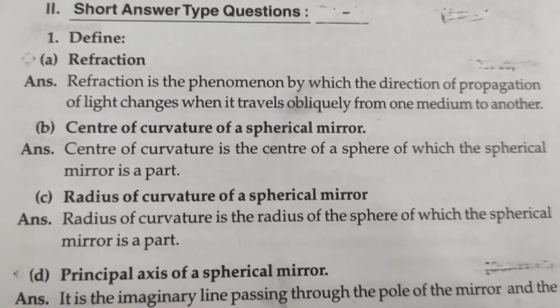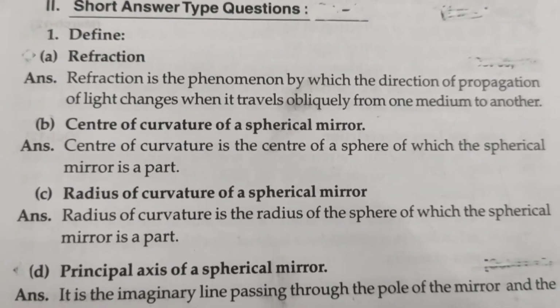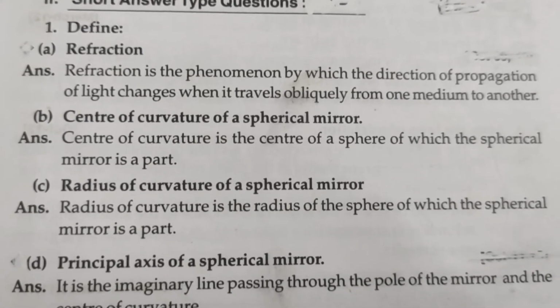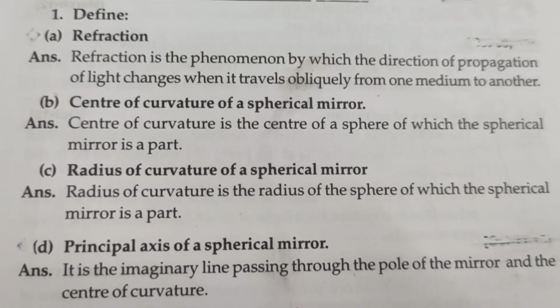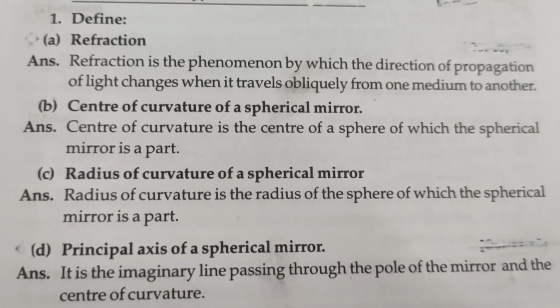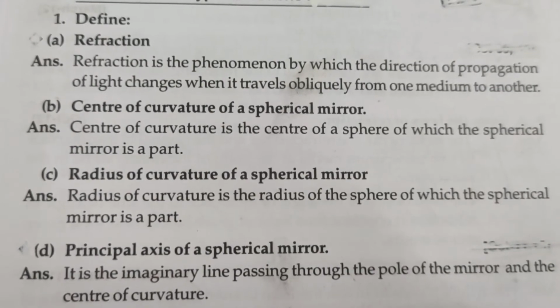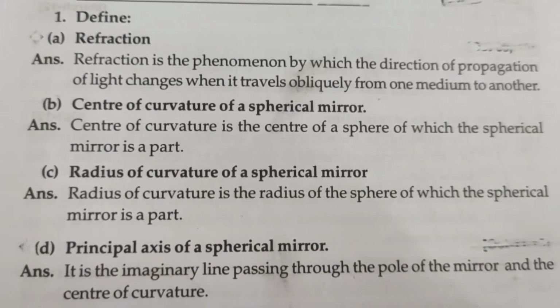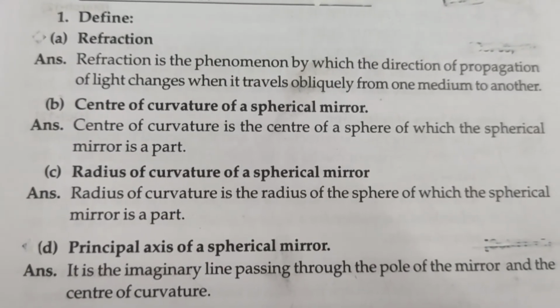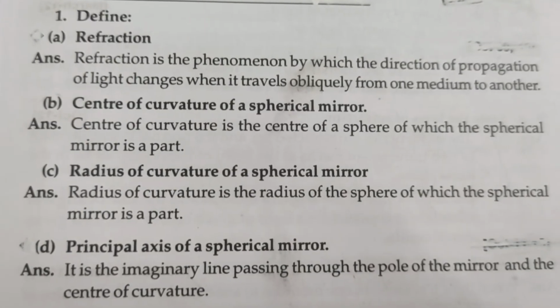Now let us go through some short answer type questions and definitions. First, define refraction. Refraction is the phenomenon by which the direction of propagation of light changes when it travels obliquely from one medium to another.